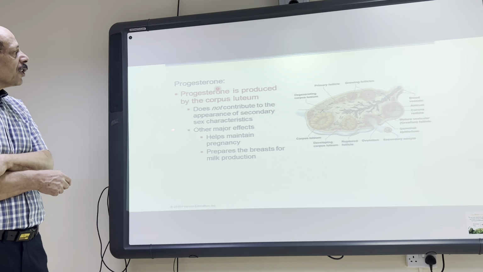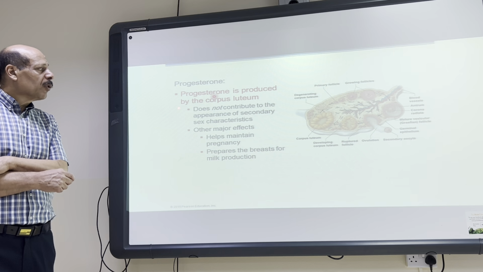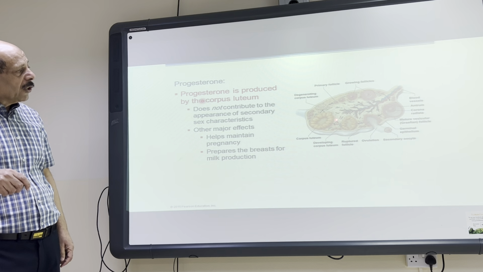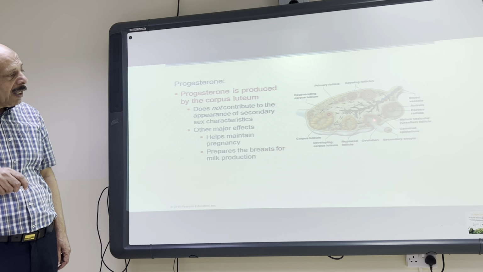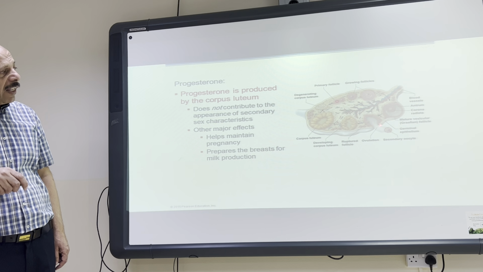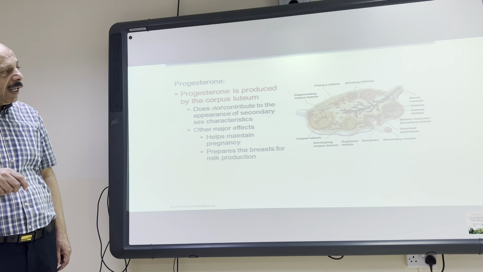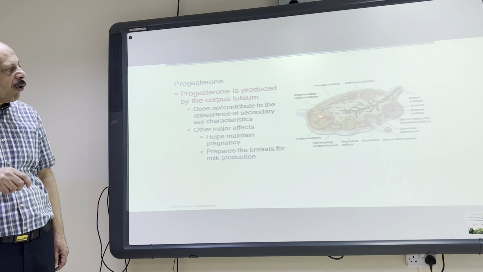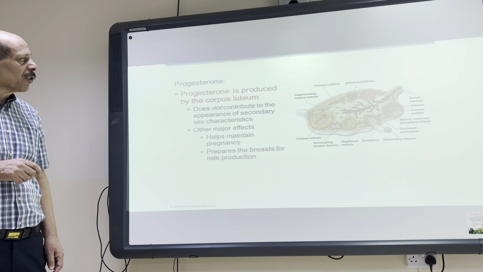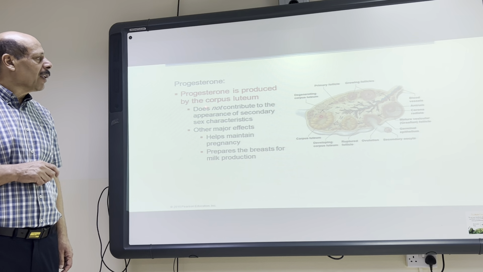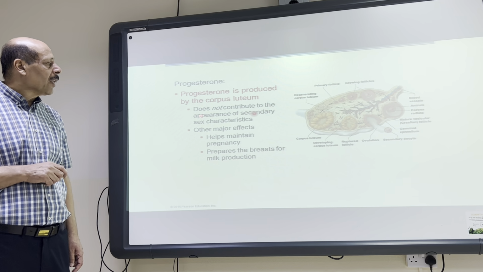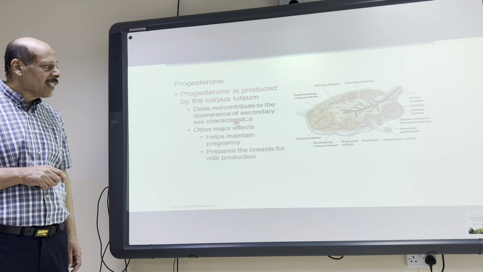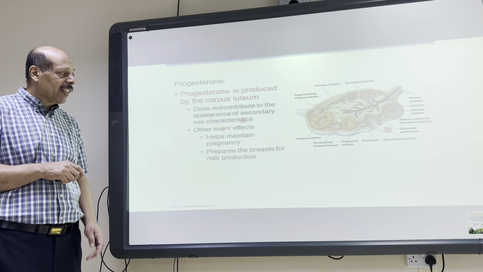The progesterone is produced by the corpus luteum. After the rupture of the Graafian follicle and the ovum leaving, what is formed is what we call the corpus luteum. It will produce the progesterone, which, as we said, does not contribute to the appearance of the secondary sex characteristics.